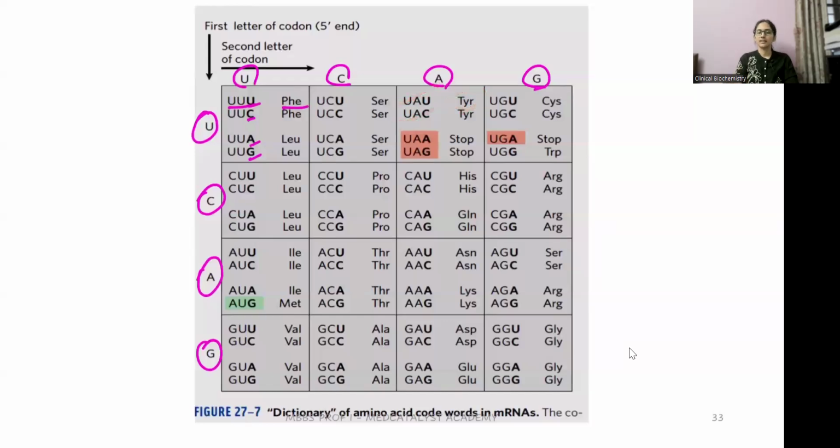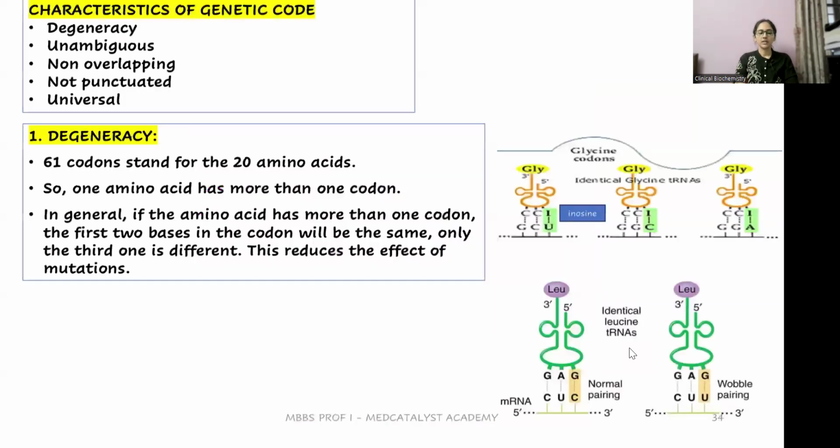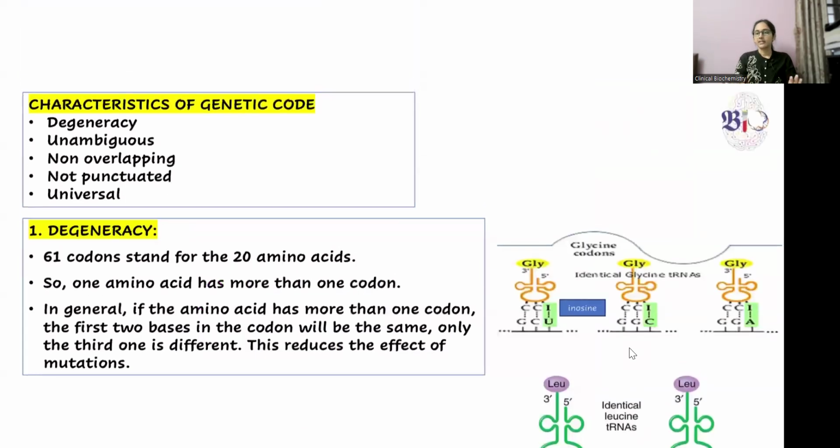How is this possible? That also we will see. So, what are the different characteristics of genetic code here? You have 5 different characteristics of genetic code: degeneracy, unambiguous, non-overlapping, non-punctuated, and universal. These are the 5 important characteristics that you need to know.